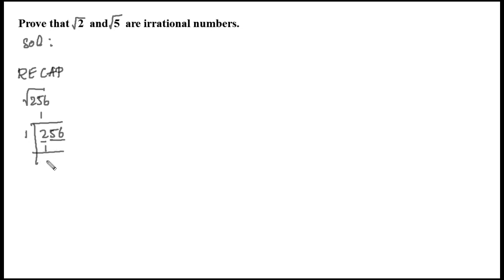Now subtract it, 1. Bring 56 down. Now double this digit, it will become 2. Let's take 6 here and 6. So 26 into 6 is nothing but 156. Now the remainder is becoming 0. Therefore, square root of 256 is 16. In a similar way, we can calculate square root of 2 and square root of 5.